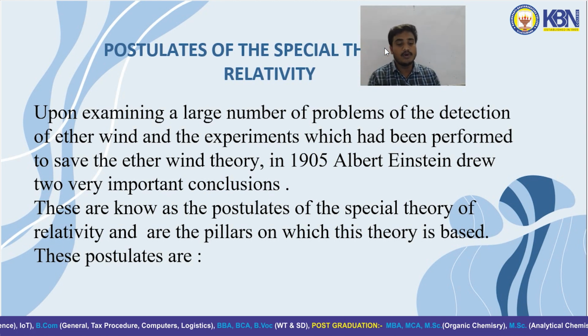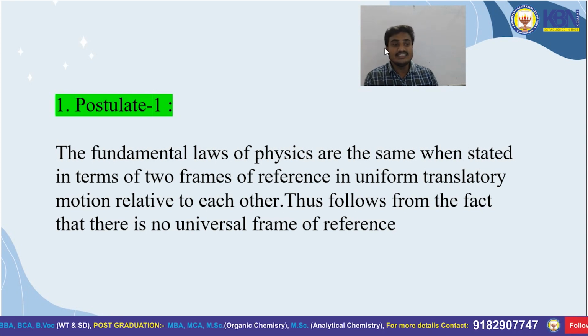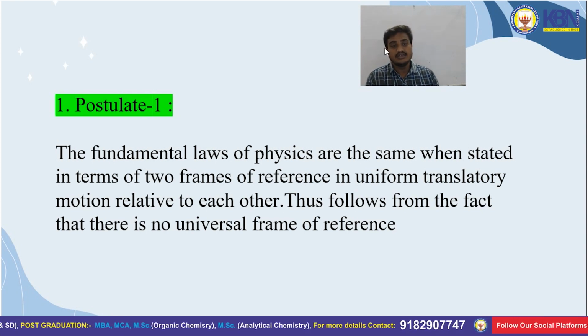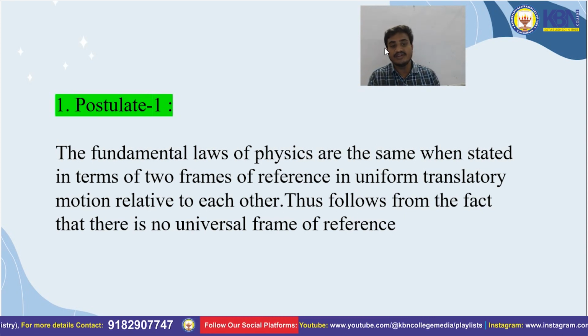The first postulate is that the fundamental laws of physics are the same when stated in terms of two frames of reference in uniform translatory motion relative to each other. This follows from the fact that there is no universal frame of reference. This is what the first postulate says.